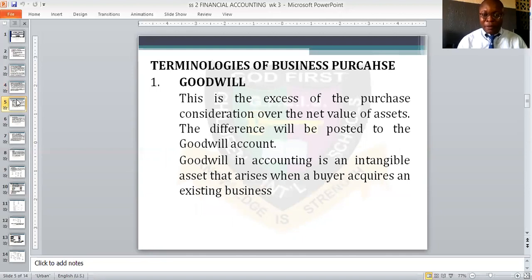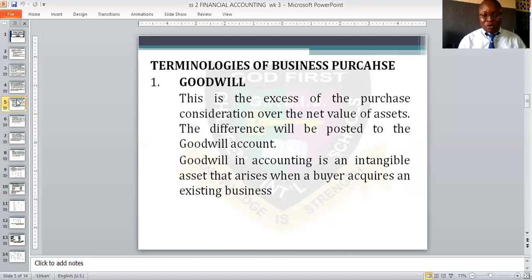So there are some terminologies used in business purchase. We have goodwill, and this goodwill is an intangible asset that arises when a buyer acquires an existing business. So if the buyer acquires an existing business, it is also known as goodwill, or we can also call goodwill a reputation in any business organization.